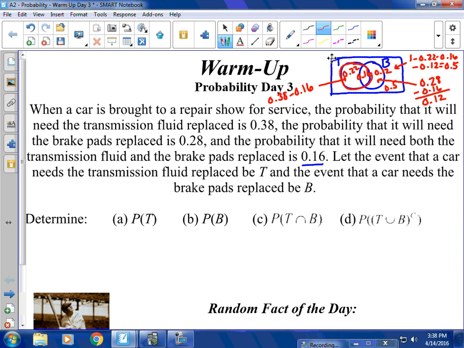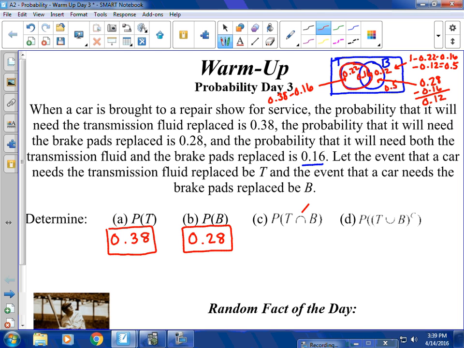All right, so now we're ready to answer these questions. Probability that they need the transmission fluid replaced. That's the probability that you're inside this T circle. And I already told you that. That's 0.38, 0.22 and the 0.16. So this we could have gotten just by reading the question. We didn't actually need the Venn diagram for that part. Probability of the brake pads replaced. Again, they gave that to you. That's 0.28. Or if you look inside the entire B circle, 0.12 plus 0.16, it's going to give you that 0.28 that you need.